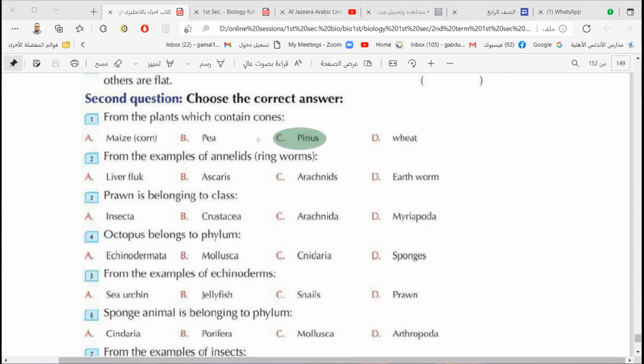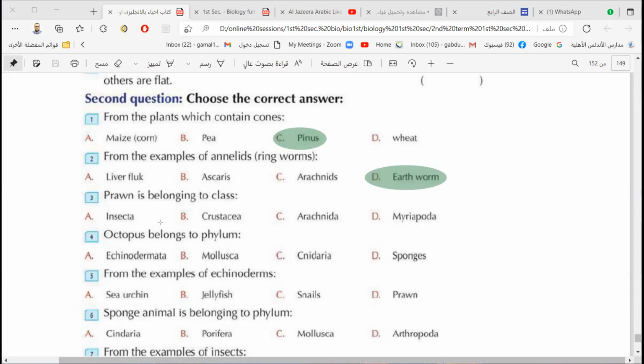Okay, Salma. From examples of annelids or ringworms, segmented worms. Is it liver fluke, ascaris, arachnids, or earthworm? Segmented worm, ringworm. Of course, it is the earthworm. Okay.